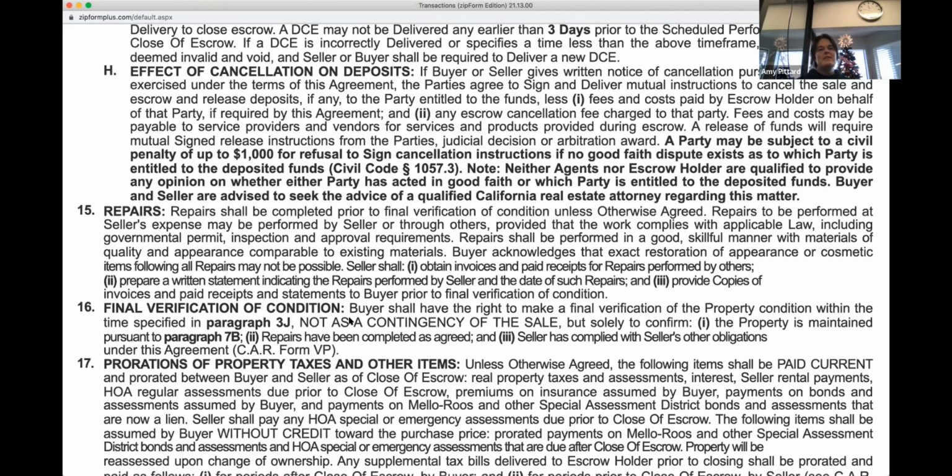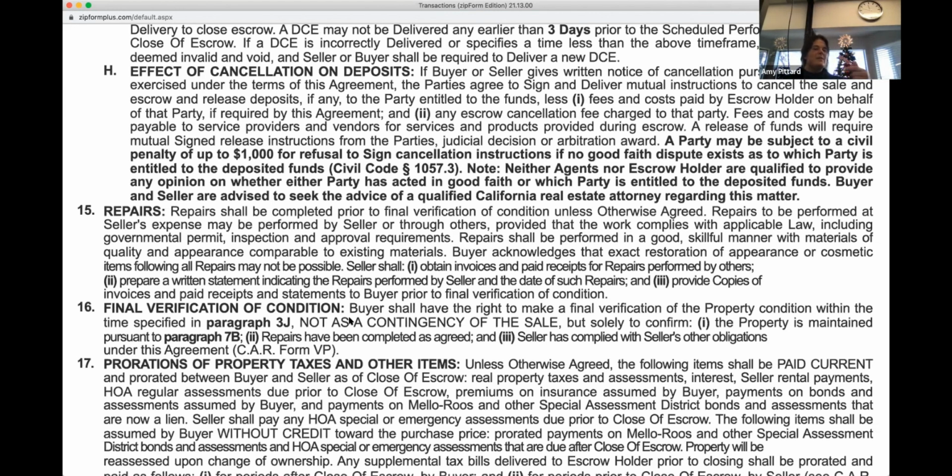A party may be subject to civil penalty of up to $1,000 for refusal to sign cancellation instructions if no good faith dispute exists as to which party is entitled to the deposited funds. Note, neither agents nor escrow holder are qualified to provide any opinion on whether either party has acted in good faith or which party is entitled to the deposited funds. Buyer and seller are to seek advice of a qualified real estate attorney regarding this matter.